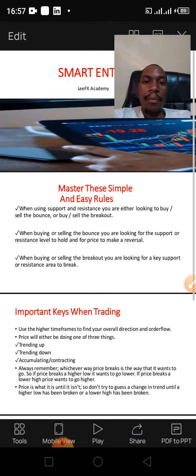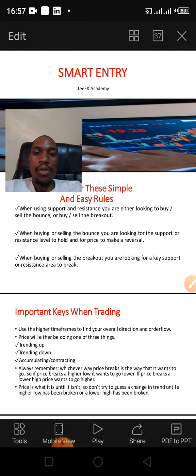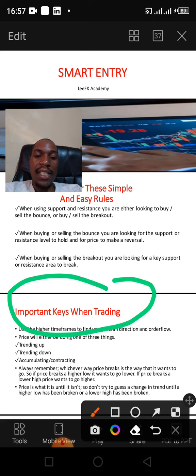So this is Part 1 for Smart Entry. In Part 2, we will look at the important keys when trading. So make sure that you look at the next course so that you may follow Part 2 of Smart Entry.